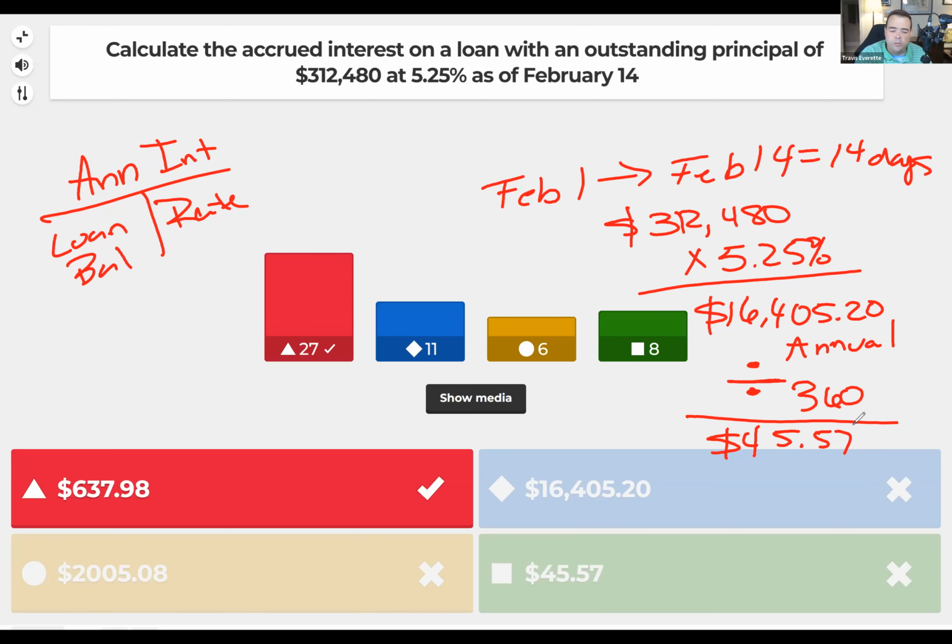And so like Joseph put in the chat, you can only accrue for the month because you make a new payment every month, right? Stay in the same month. Always in the same month. Always. So what are we multiplying times here? Times our 14 days. And if we do that, we come up with 637.98.